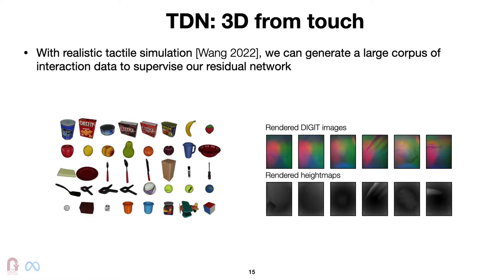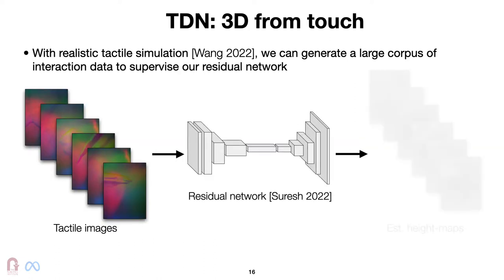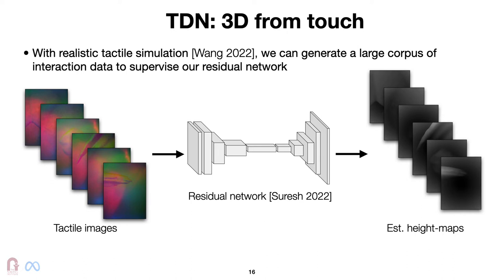With realistic tactile simulation, we can scale supervised learning to a wide range of objects and ground truth. Thus, for say a class of 40 YCB objects, we can randomly, densely sample tactile images. We further have access to the ground truth height maps. Supervising for reconstruction loss, we learn a mapping from images to 3D.